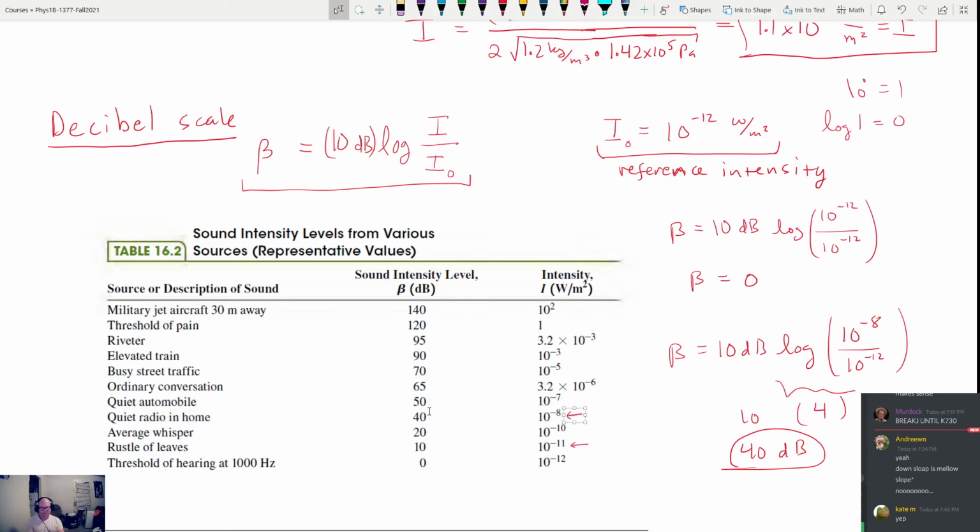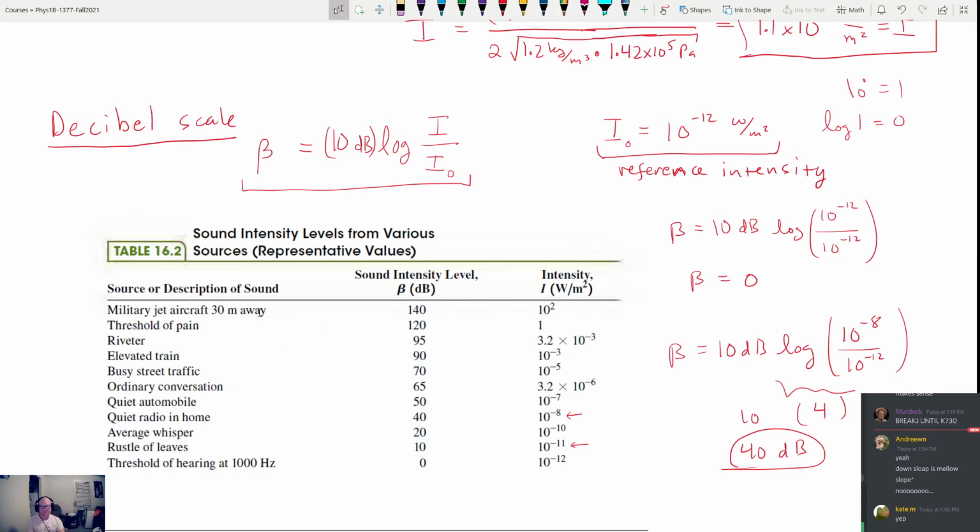So quiet automobile, about 50 decibels. Ordinary conversation, 65 decibels. And we go on up the list here. Eventually, we get to a military jet aircraft at a distance of 30 meters. This is really far away. Remember that sound falls off as 1 over 4 pi r squared, right? So at 30 meters away, what's 1 divided by 4 divided by pi divided by 30 twice? You get 8.8 times 10 to the negative 5.